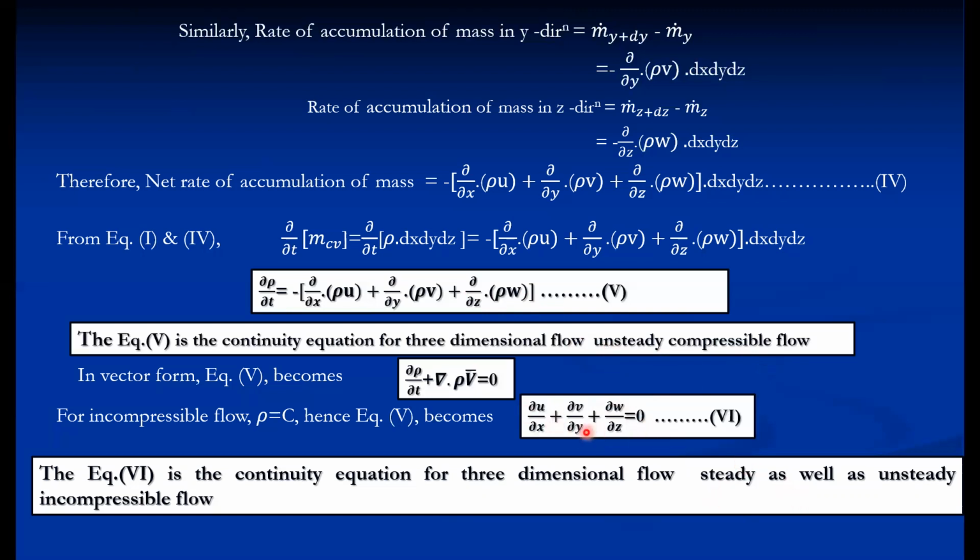This is in non-conservative form. In conservative form, I forgot to write here. So it is only del V bar because rho is eliminated from the equation, and this is 0. So del V bar is equal to 0. That is the conservative form of the equation for incompressible flow. So that's it about the continuity equation.